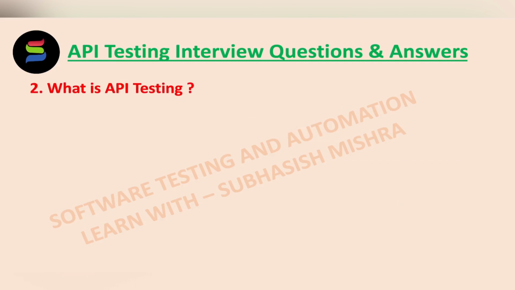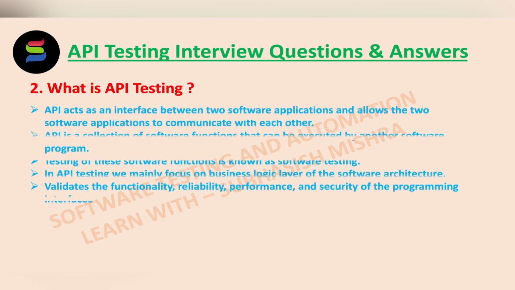What is API testing? In our previous question, we understood what is an API. I already told you, API acts as an interface between two software applications and allows the two software applications to communicate with each other. API is a collection of software functions that can be executed by another software program. So testing of these software functions is known as API testing.